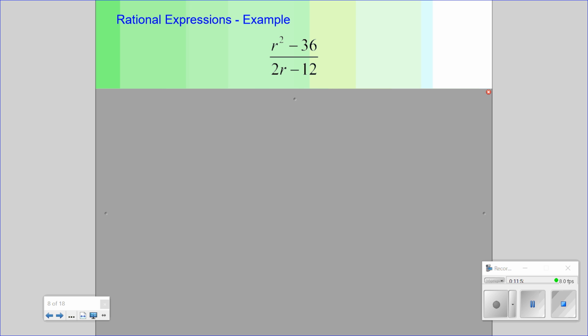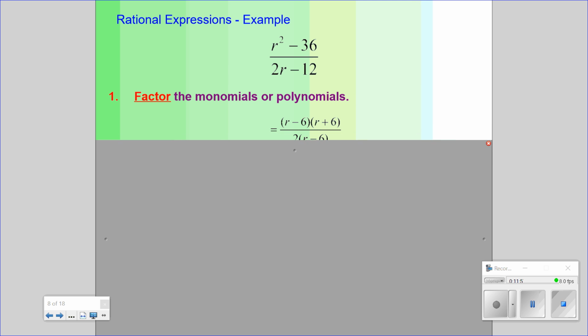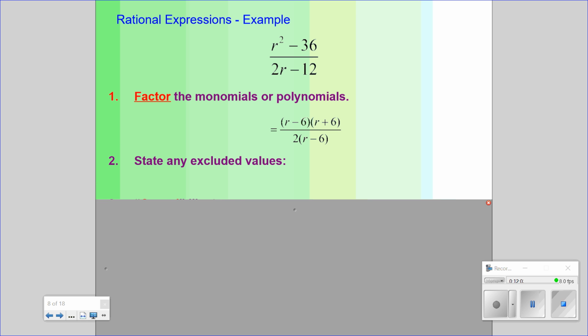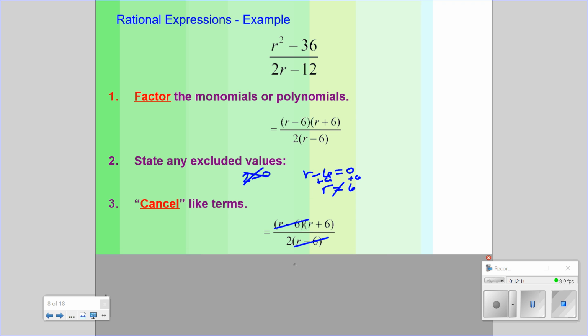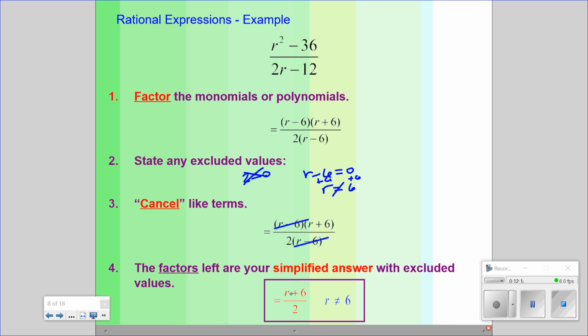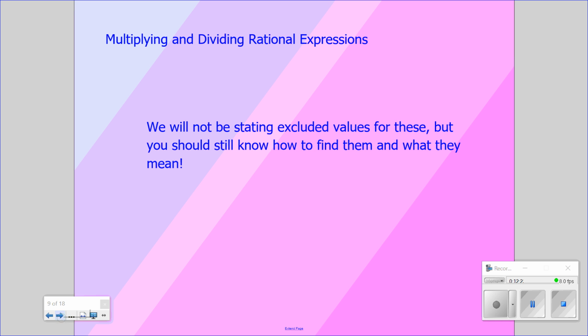Okay, so hopefully you recognize the numerator was a difference of squares and the denominator had a GCF of r minus 6, meaning that your factors, 2 does not equal 0, so we don't need to worry about that factor. R minus 6 means r can actually not equal positive 6. So once you cancel the r minus 6's, you are left with r plus 6 over 2, as long as r does not equal 6. All right, and that takes us to the end of simplifying rational expressions.